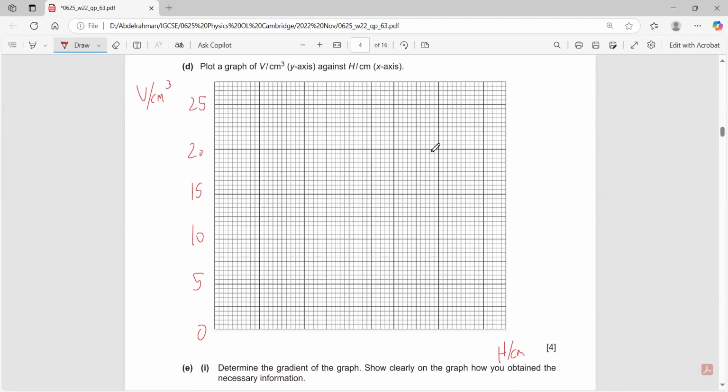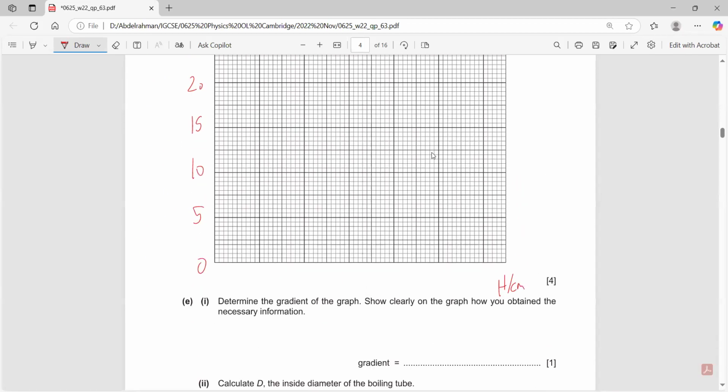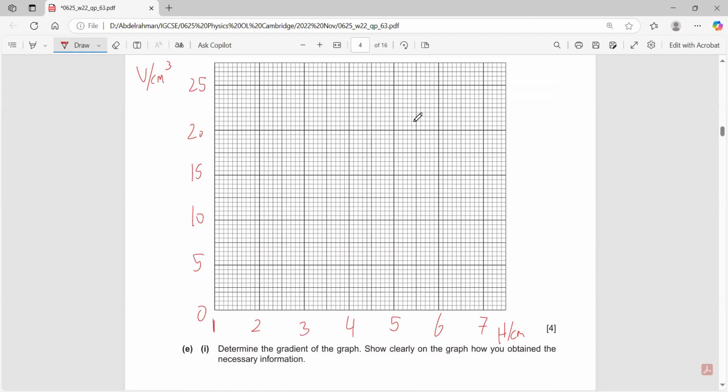What about H? You need to reach 7, so I think you have to start with 1, 2, 3, 4, 5, 6, 7. Yes, you have to start with 1. On the y-axis, if you wanted to start with 5, it is okay. Let's go. Let's plot the points.